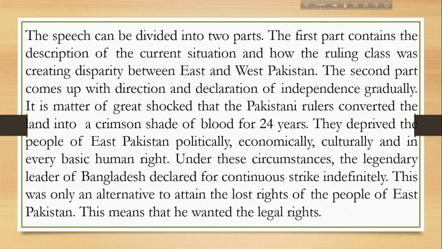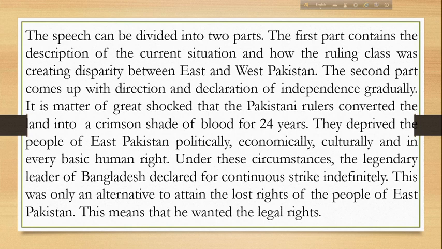This speech can be divided into 2 parts. The first part contains the description of the current situation and how the ruling class was creating disparity between East and West Pakistan. The second part comes up with direction and declaration of the independence gradually. It's a matter of great shock that the Pakistani rulers converted the land into a crimson shade of blood for 24 years. They deprived people of East Pakistan politically, economically, culturally, and in every basic human right.